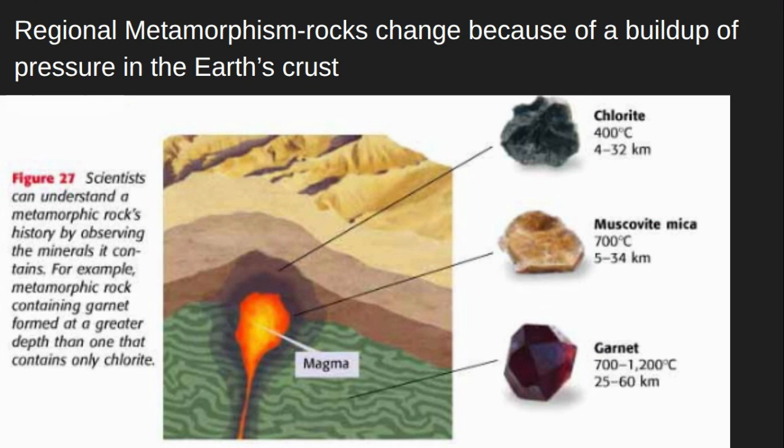And finally, we get regional metamorphic, and this is just simply rock that built up of pressure. The pressure is what transforms it. So intense heat and pressure deep, deep, deep down in the earth is where you get to have these types of metamorphic rocks form.